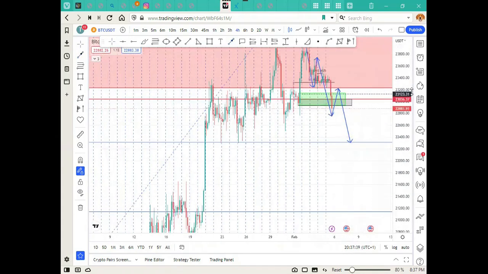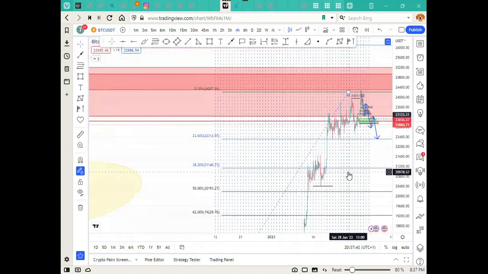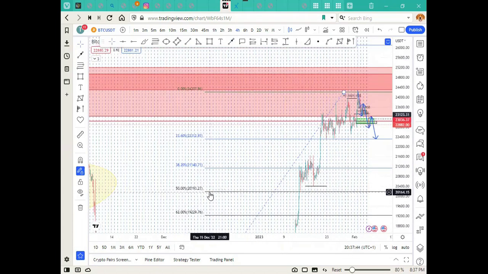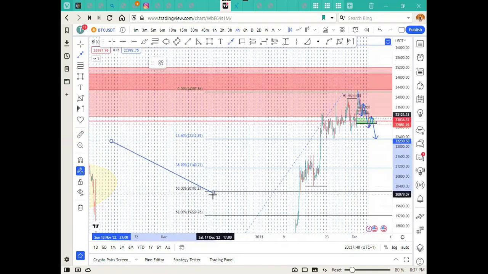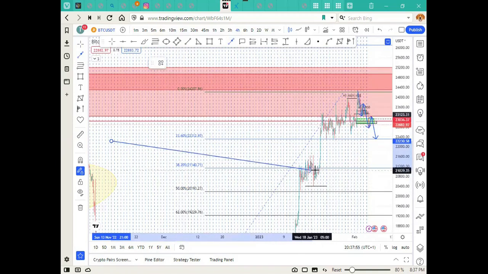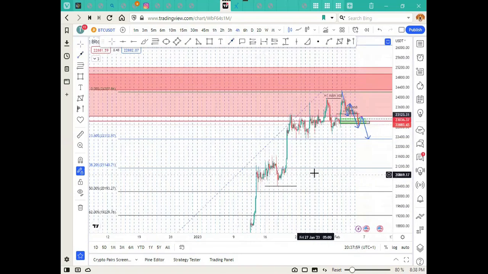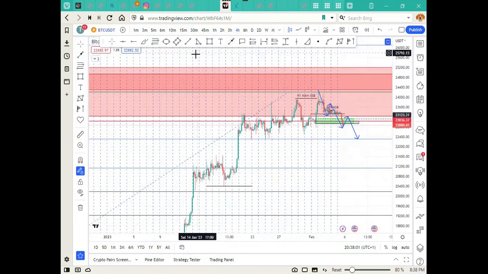I'm expecting Bitcoin to drop, and when Bitcoin drops, I'm expecting it to arrive at this equilibrium 50% point, which is about $20,193 per Bitcoin. That's what I expect. And if you look here, we have what? An OB here, another order block. This is what? A market structure break to the upside. This market structure break, MSB to the upside on H4.